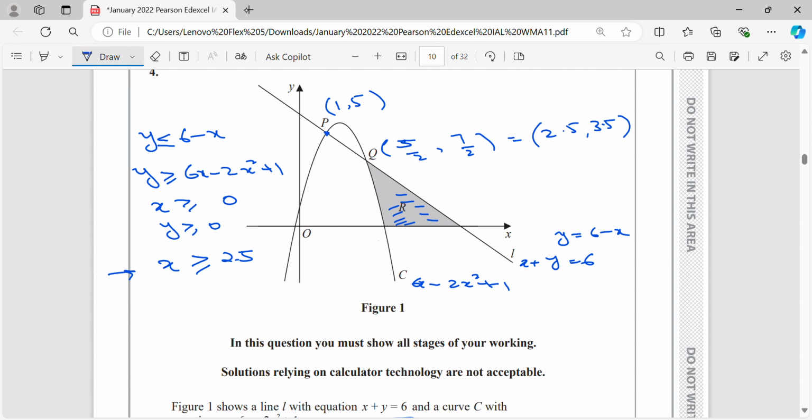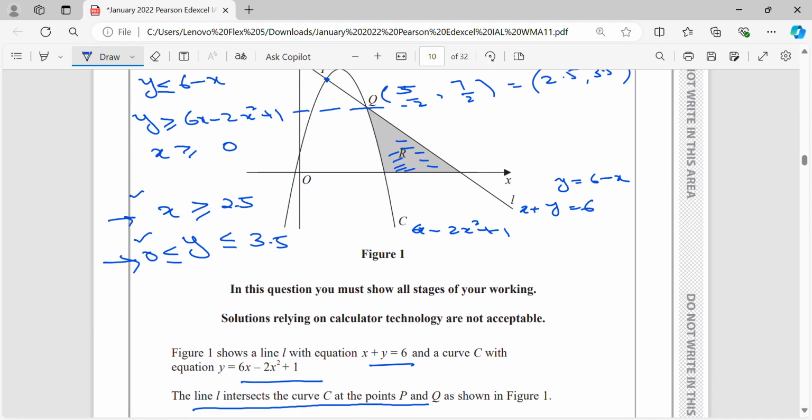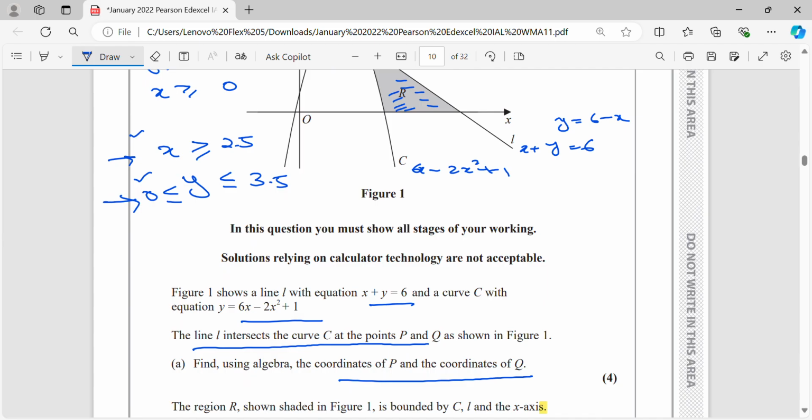If you look at the y value at this point, it is 3.5, that is 7/2. So you can write y is less than or equal to 3.5, because it is below 3.5, but greater than or equal to 0. If you write this, you do not need to write the other because you already mentioned it here. So these 2 points are very important, that you need to mention, which tells you the shaded region.